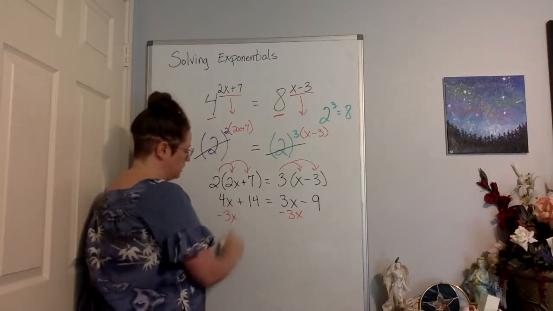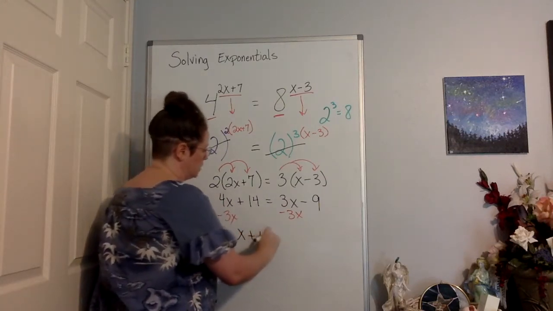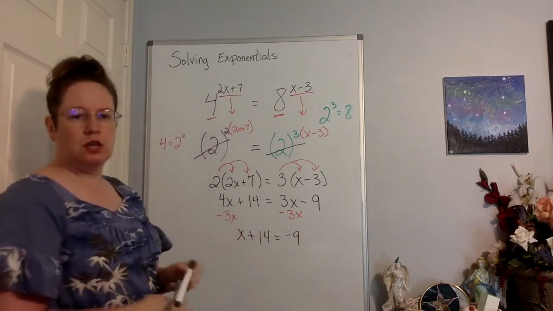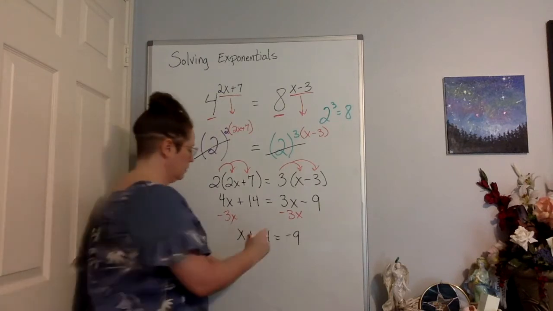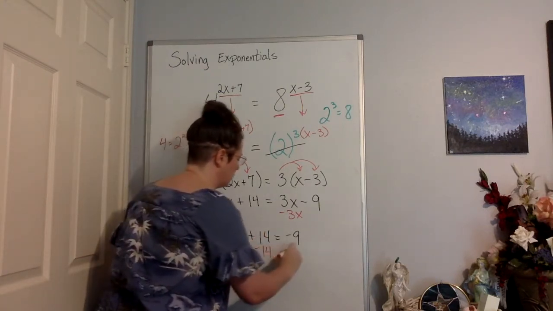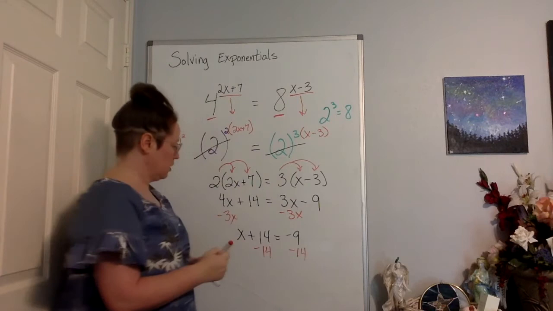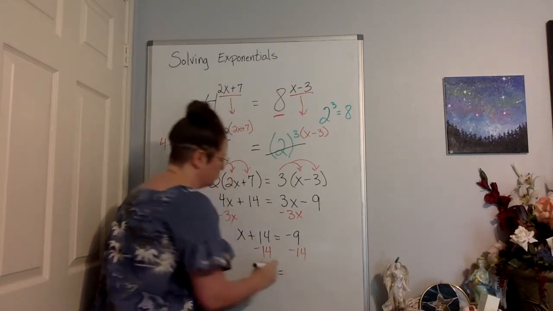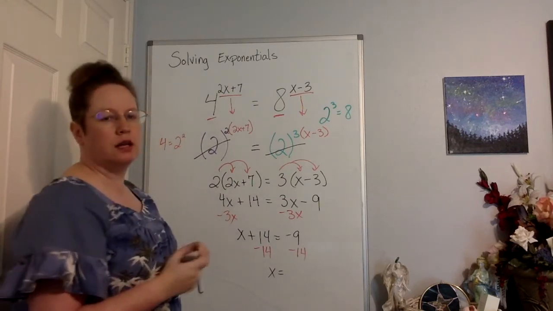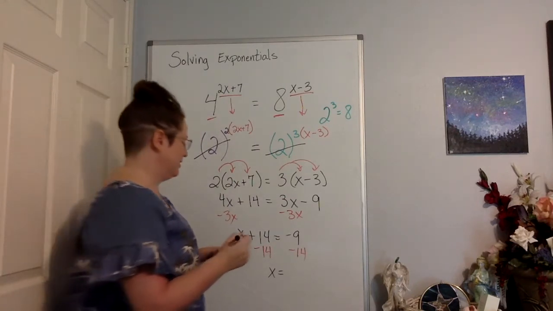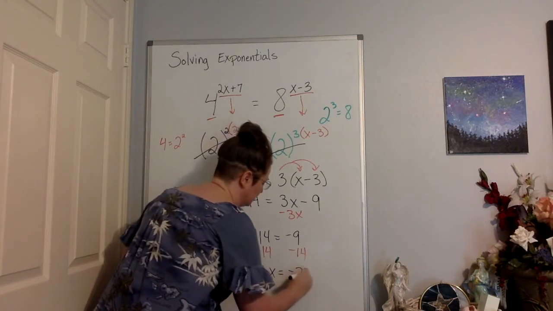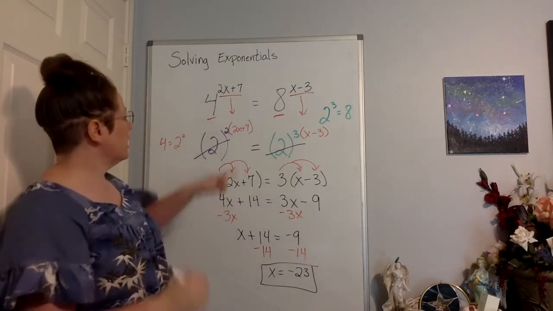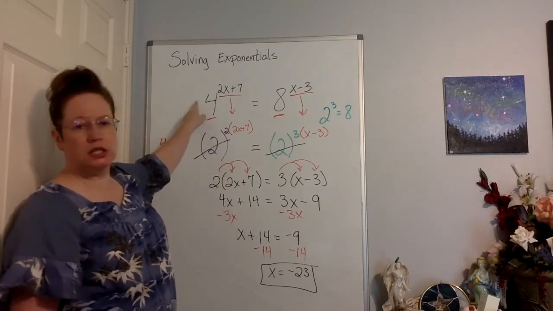So now 4x minus 3x is just plain old x. Now what do I need to do to get that 14 to the other side? We're going to subtract the 14. So it cancels out, and I have plain old x equals negative 9 minus 14. It's negative 23. And that is my answer. Isn't that a whole lot prettier than dealing with the exponential?